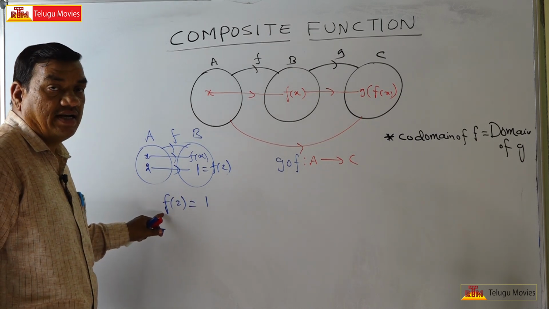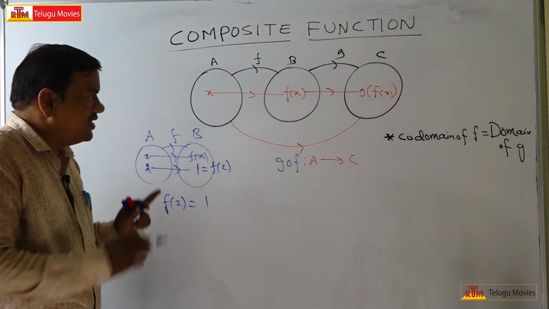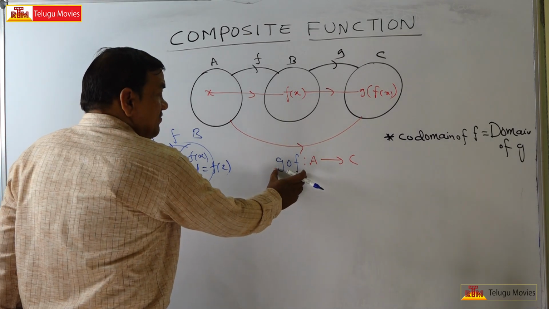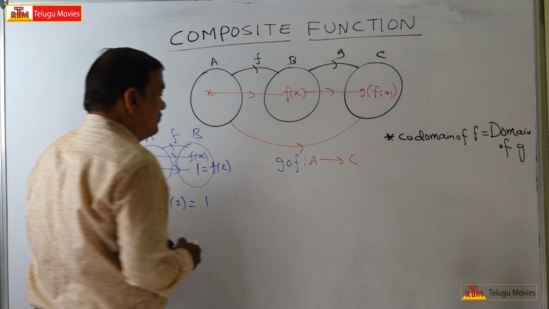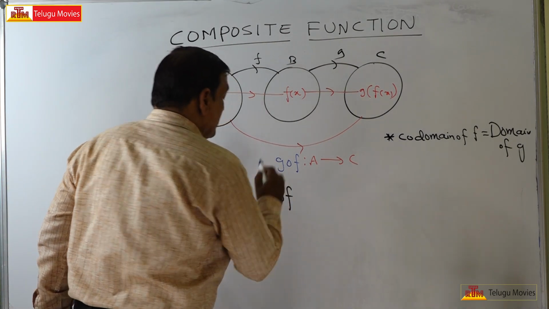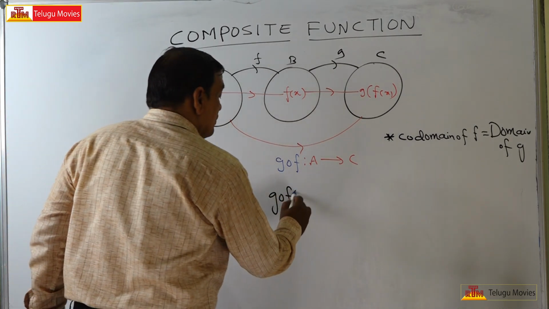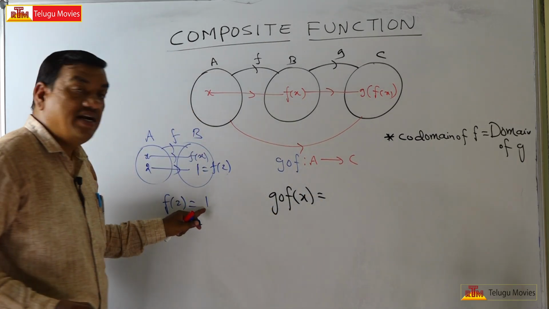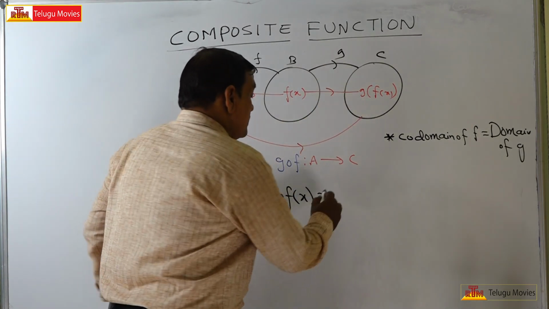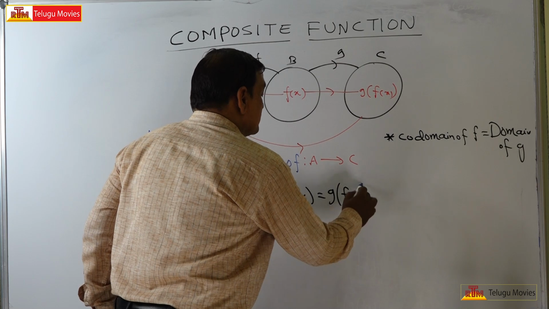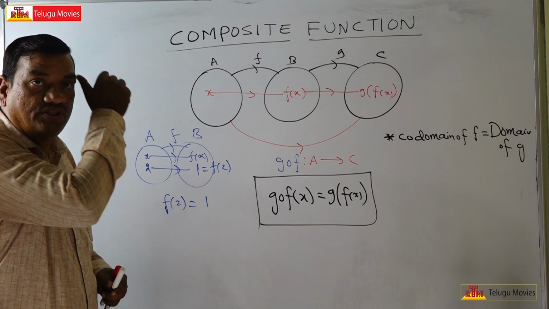Here the function name is F, your element is 2, and the image is 1. Now here, what is the function name? G circle F. What is your element here? X. Now you write its image. What is the image of X here? G of F of X. This is the definition of the composite function.